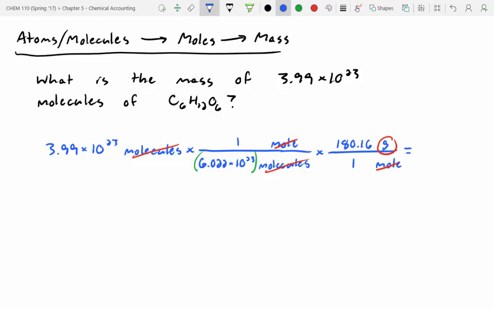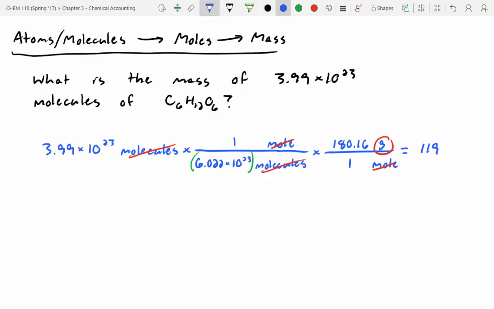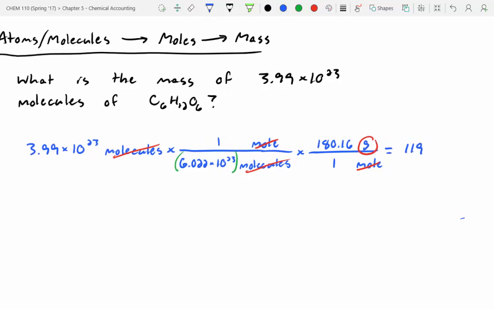What number are you guys getting for this? 119.4. How many sig figs should we have? 3. So what should our final answer be? 119.